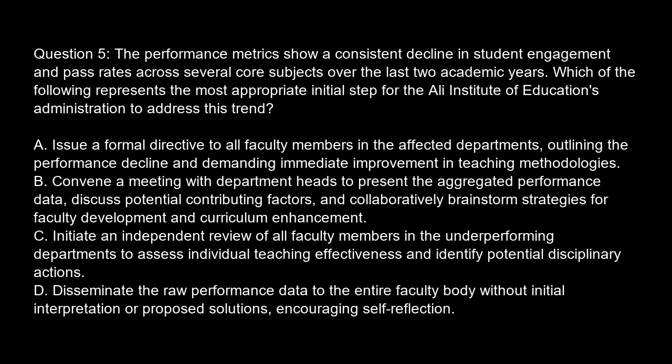Option B. Convene a meeting with department heads to present the aggregated performance data, discuss potential contributing factors, and collaboratively brainstorm strategies for faculty development and curriculum enhancement. Option C. Initiate an independent review of all faculty members in the underperforming departments to assess individual teaching effectiveness and identify potential disciplinary actions. Option D. Disseminate the raw performance data to the entire faculty body without initial interpretation or proposed solutions, encouraging self-reflection.